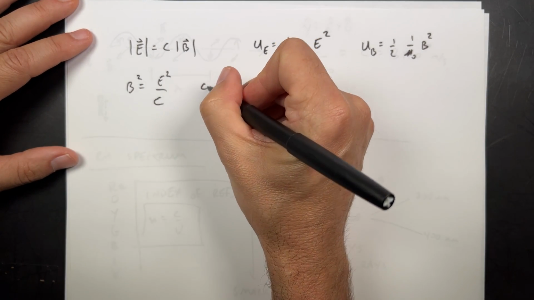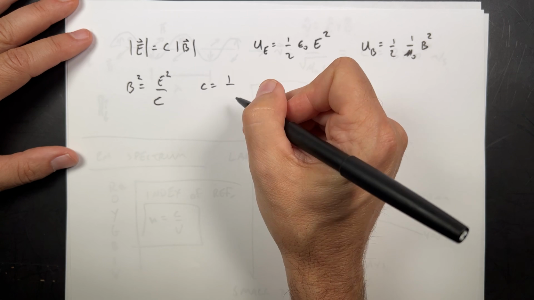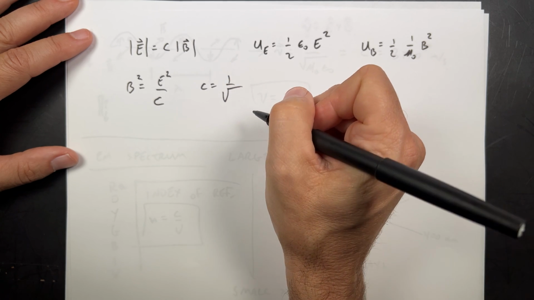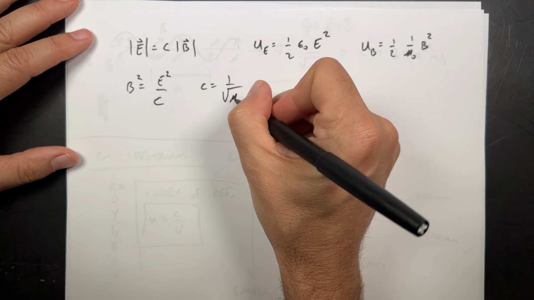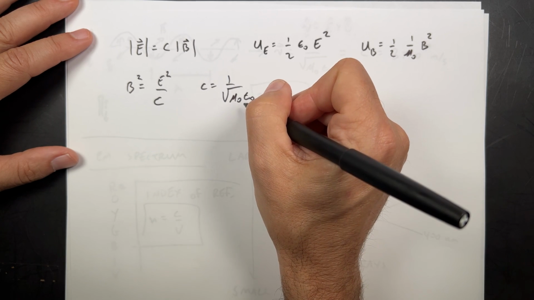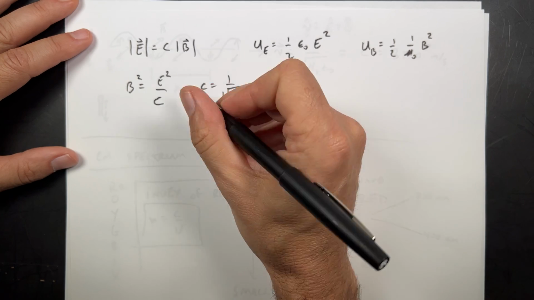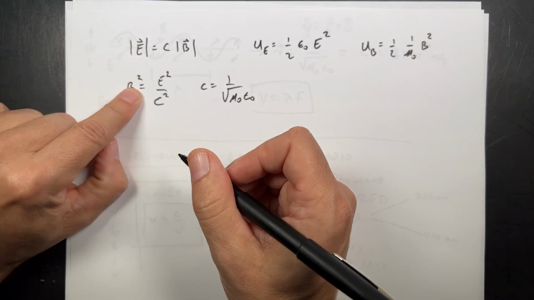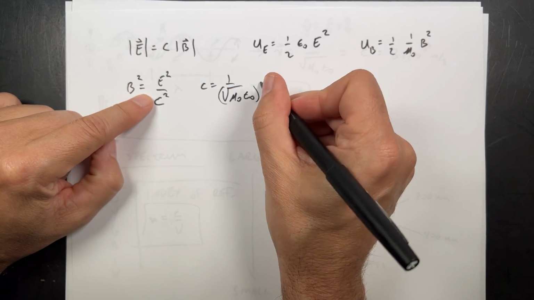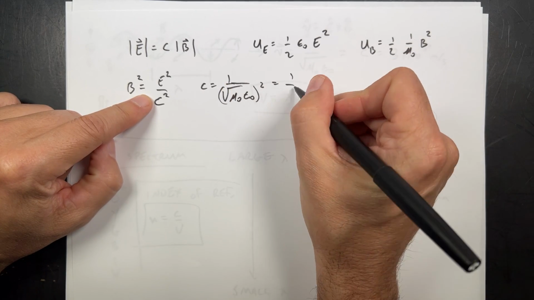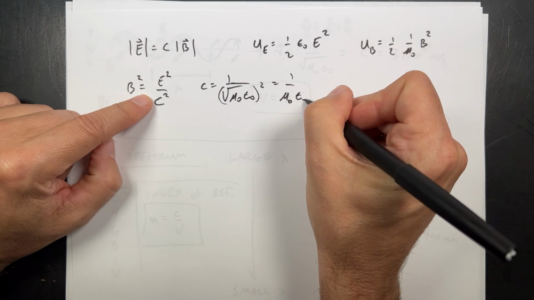But remember that C is 1 over the square root of mu naught epsilon naught. No, this is squared. That's right. I have to square both of those. So this is going to be squared. So it's going to be 1 over mu naught epsilon naught is C squared.